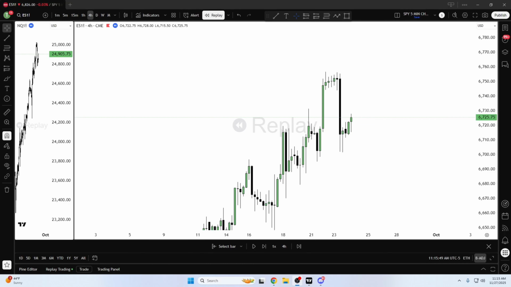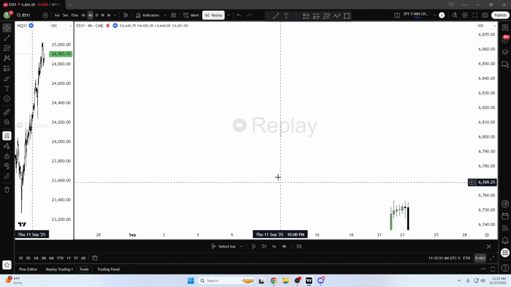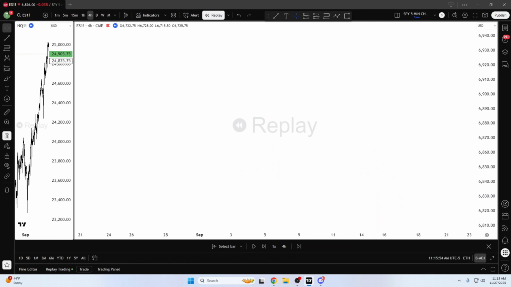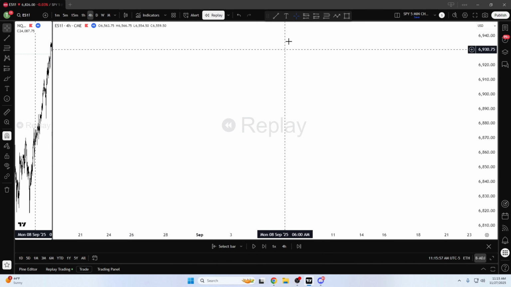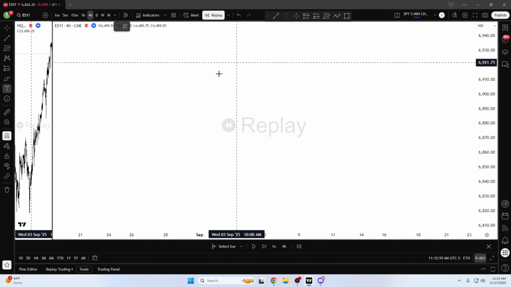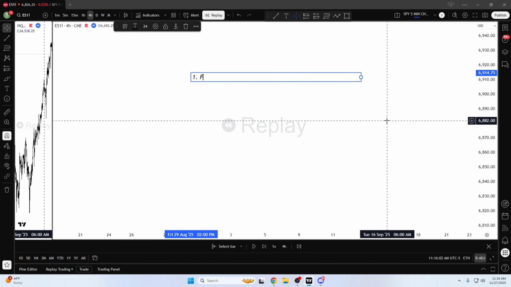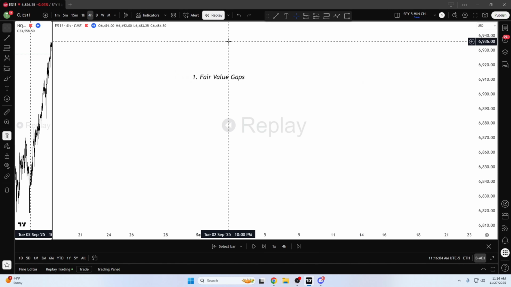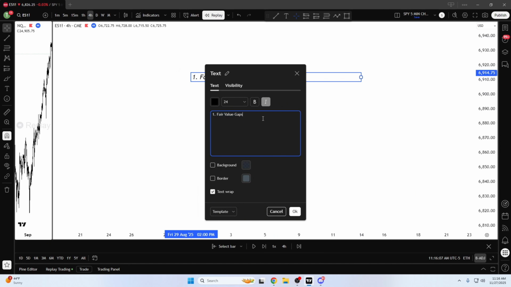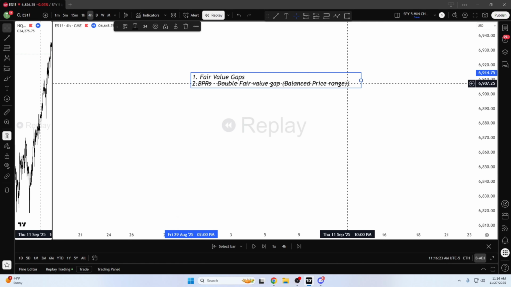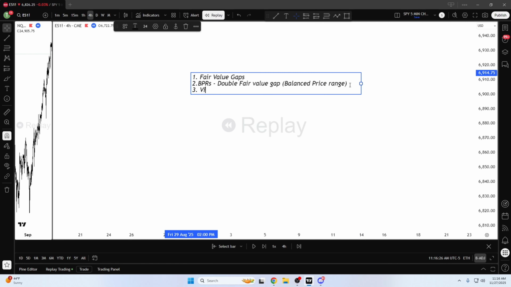What's going on, everybody? Going to be making a quick little video too on basically imbalances in general. Going to kind of break down exactly what we use. So we have fair value gaps, which are a 3 candle sequence, which we're going to go into. We also have BPRs, which I want you guys to think of as basically a double fair value gap, which I'll kind of explain. What this actually means is a balanced price range, which makes total sense when I break it down. I'll show you guys. And then we also have volume imbalances.